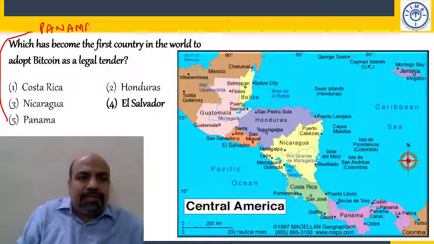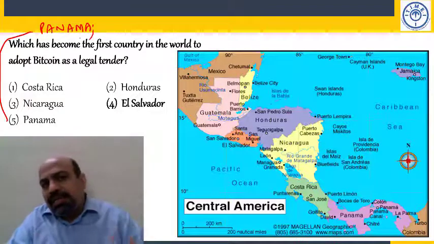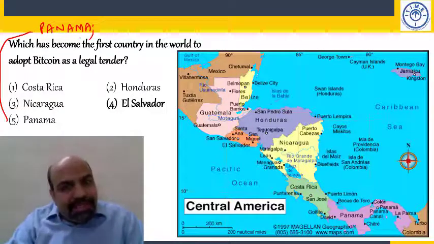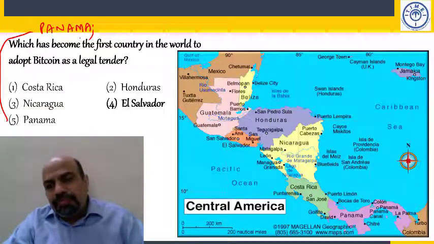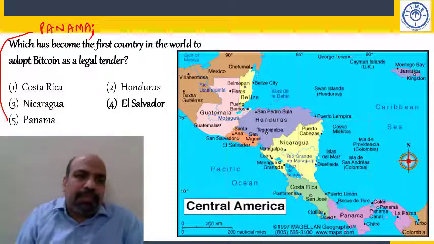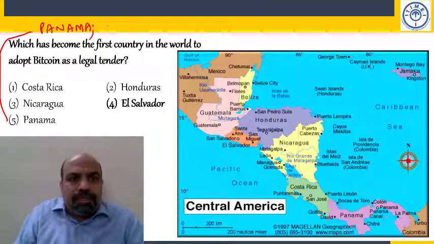Pretty volatile country. All these are very unstable countries. They have had violent changes in government also. So the capital is Panama City. The president is Laurentino Cortijo.